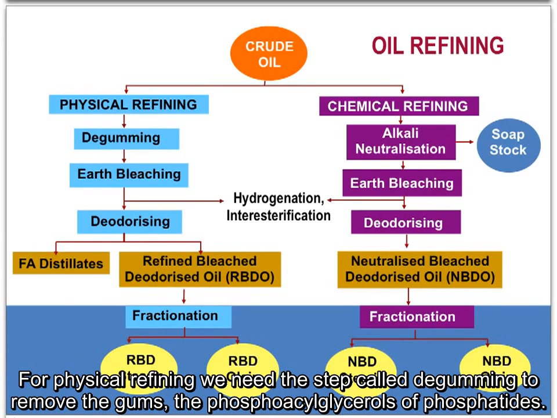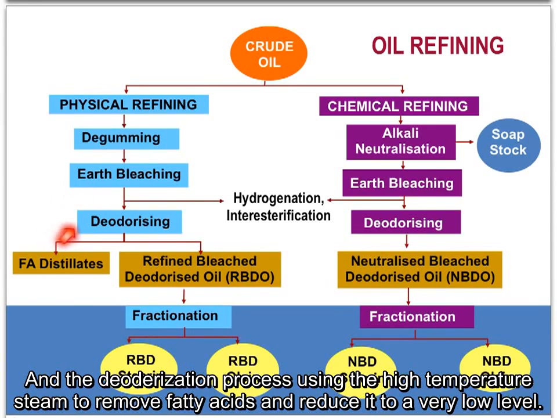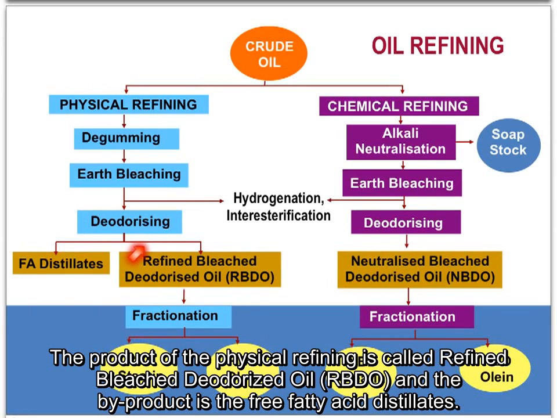So in physical refining, we need a step called degumming to remove the gums, the phosphoacylglycerol or phosphatides. Then the next step is the bleaching process to remove the pigment, and the deodorization process. This is the high temperature steam distillation to remove the volatile fatty acid and reduce it to a very low level. So the product of the physical refining is called refined bleached deodorized oil, RBDO, and the byproduct is a free fatty acid distillate.